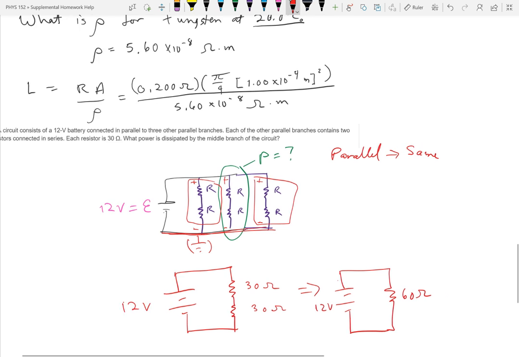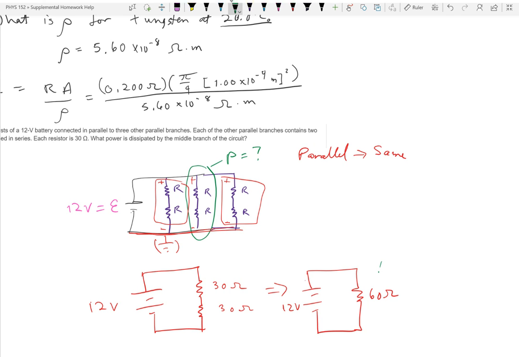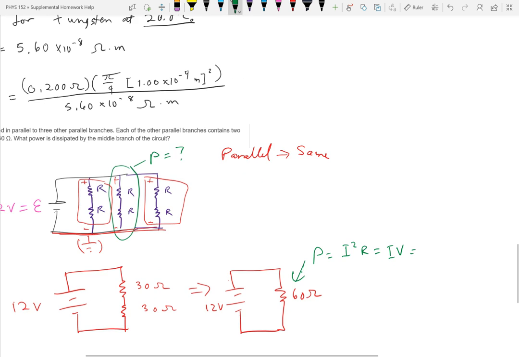and so I ask, what's the power there? So we go back to where we started today. What were the equations for power? You got them right there. P equals I squared times R. Okay, that's one of the three. P equals I times V. Or P equals V squared over R.